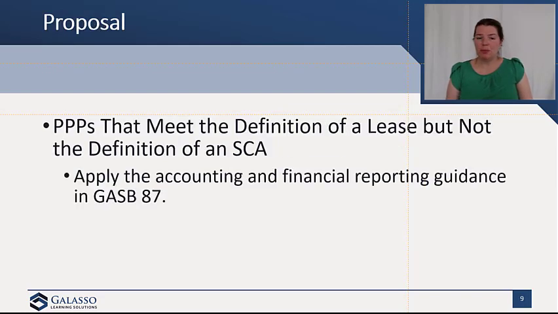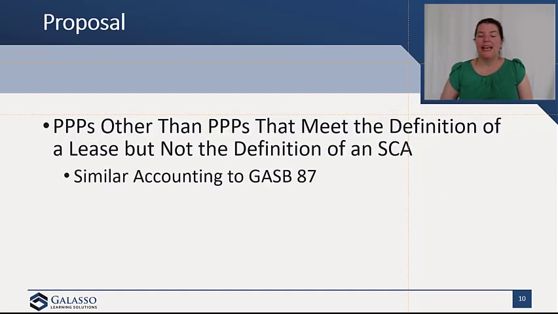So if I have a PPP that meets the definition of a lease, GASB 87's definition, but not the definition of a service concession arrangement, I'm going to apply GASB 87, right? So if I meet the definition of a lease, we're going to follow lease accounting. If I am a PPP that meets the definition of a lease, but not the definition of an SCA, I'm going to follow very similar accounting, but now I have to deal with certain elements that are going to be unique in the area of the asset.